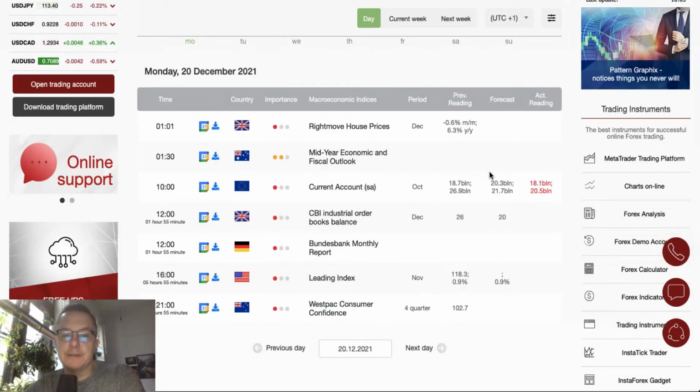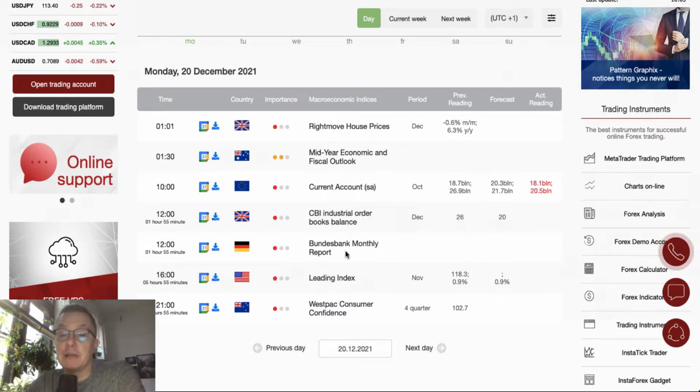During the London session, we got only some minor data scheduled for release, like a current account of the Eurozone, which is shrinking to $18 billion, and it's worse than expected, $20 billion. CBI industrial order books balance from UK is scheduled for release at noon, and then the Bundesbank monthly report is scheduled for release at noon as well.